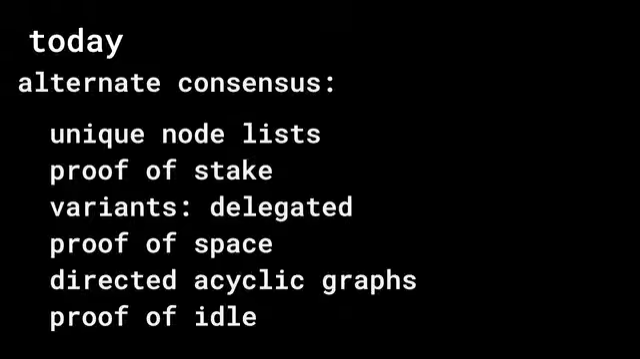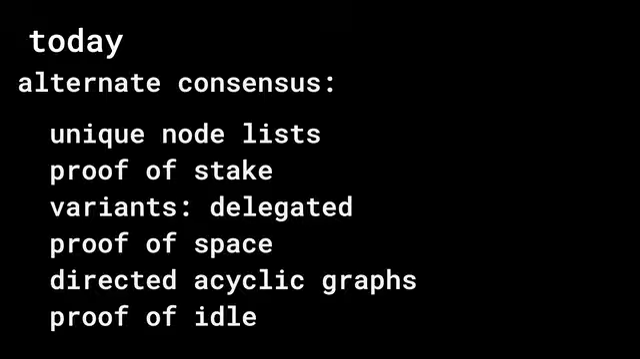I'm going to talk about alternate consensus mechanisms. And there's a bunch of them. Some of them are variants on proof of work, some of them are proof of stake, all these different things. So unique node lists, this is something that Ripple and Stellar use. I'm not sure if there's others.